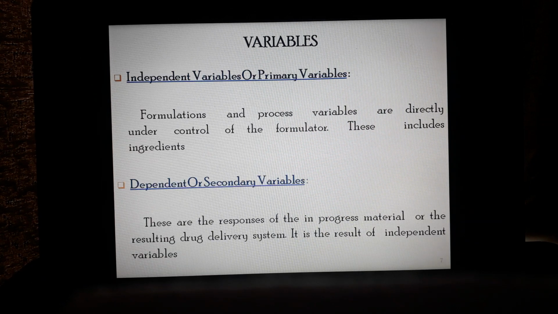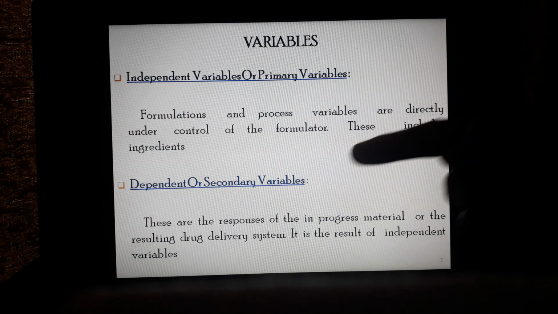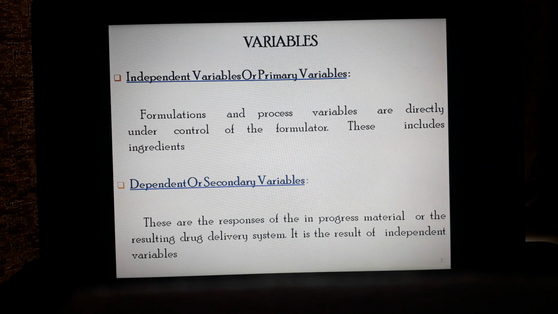In case of your dependent variable, it is also called the secondary variable. These variables are the response or the characteristics that are developed due to the independent variable. So these are the variables which can be obtained with the help of your independent variables. You can say that dependent variables are the output of your independent variables. So the more variables that are present in the system, the more complications that are involved in the optimization.